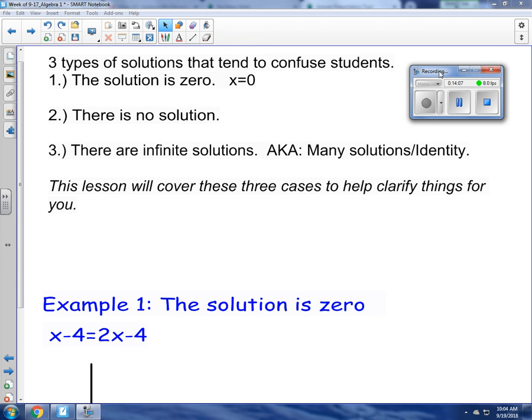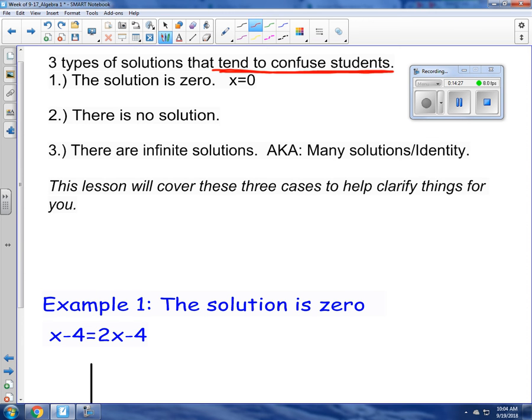So when we look at this problem, I would like to encourage you to pause the video and try example 1, because I'm already telling you what the answer is, so you know what the answer to that problem is going to be. It's just like the problem we did before. But what I want to talk about are the 3 types of solutions that tend to confuse students. Okay, so let me show you.